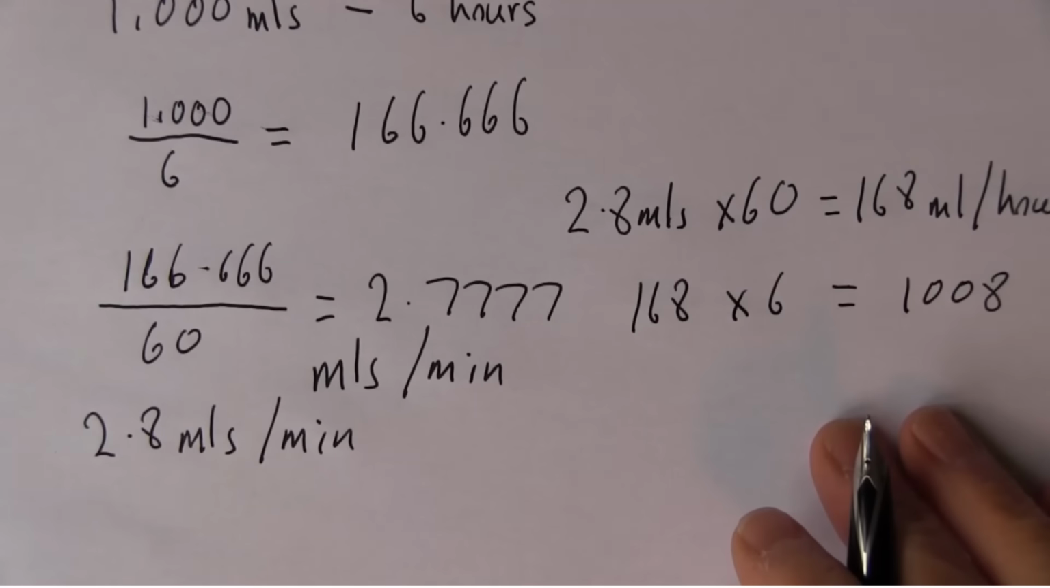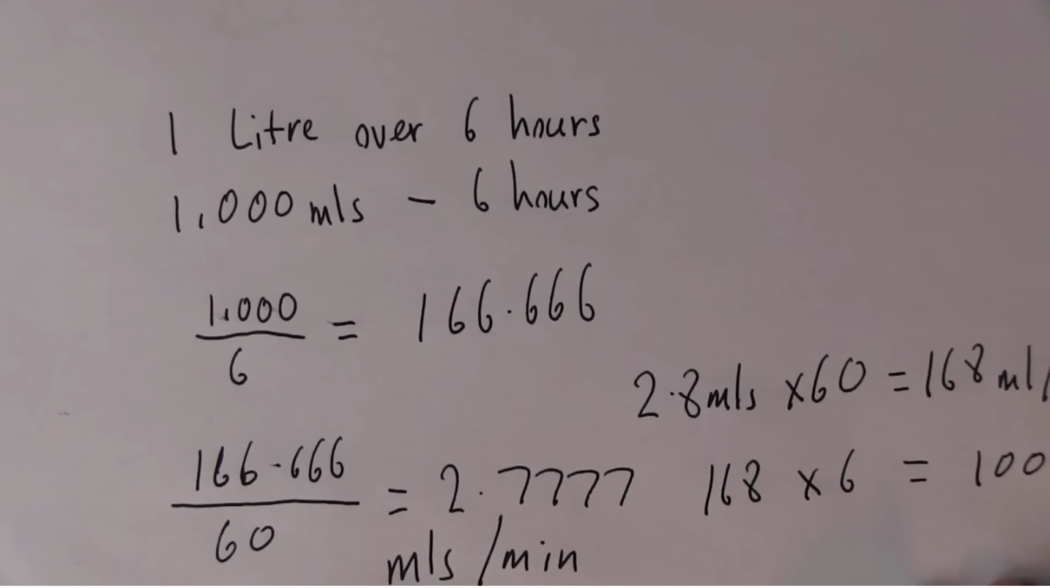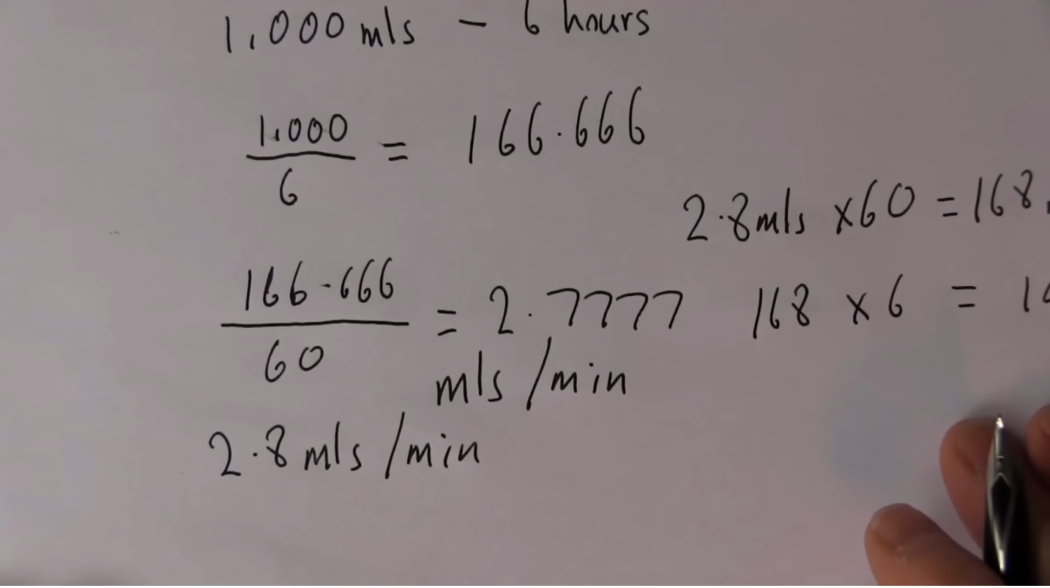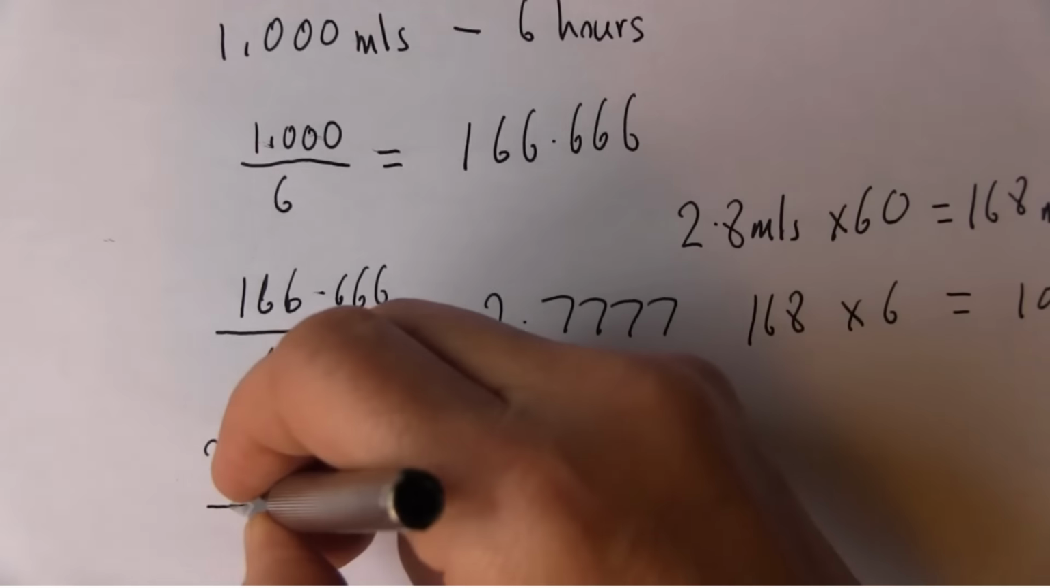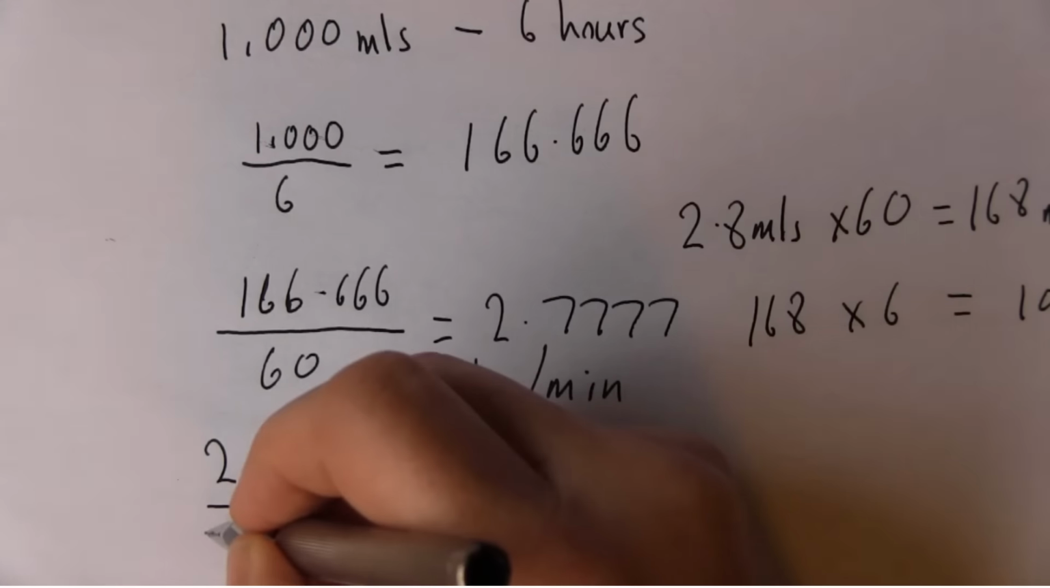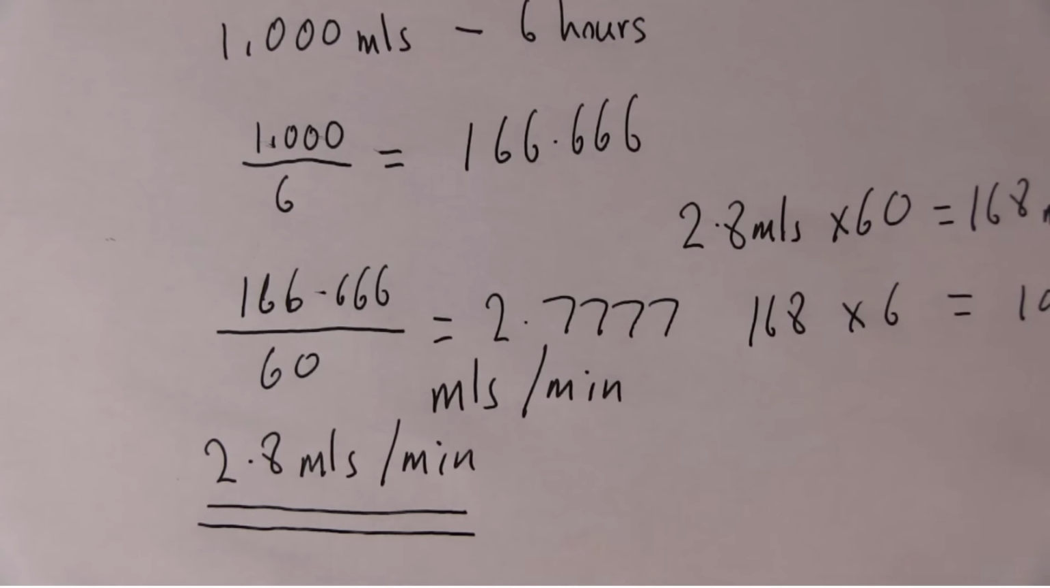So the answer is, in clinical practice, if I want to give 1 litre over 6 hours, that would equate to 2.8 mils, in this case of Hartmann solution, per minute.